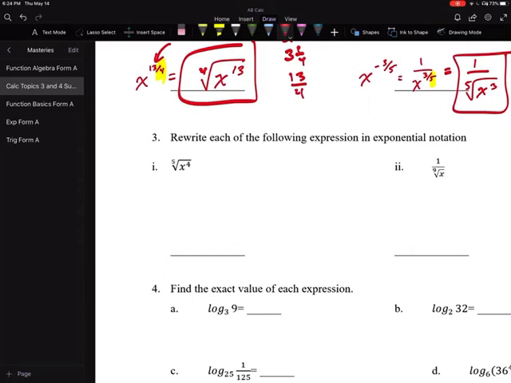Now going in reverse, rewriting each of the following expressions in exponential notation. Actually, I usually see this as easier. The end goal is this, x to the power of a number. If I just reverse the rules, this index is going to be the denominator of a fraction, and this exponent is going to be the numerator of a fraction. So as a result, we're going to have x to the power of 4/5.